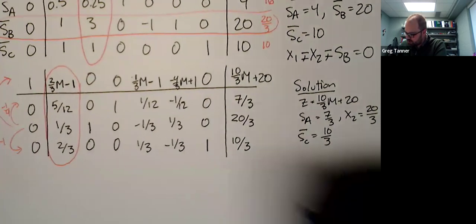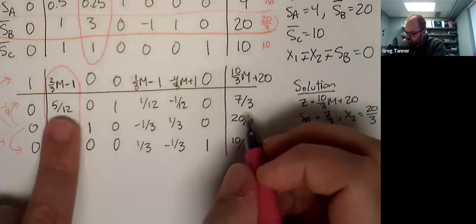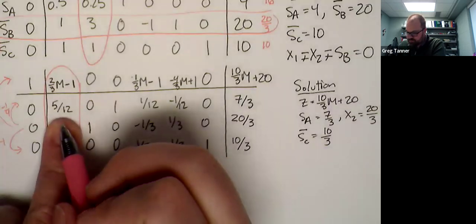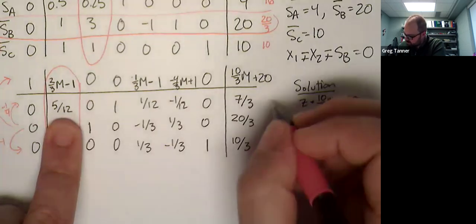Now let's do my ratio tests. 7/3 divided by 5/12 is going to be 28/5.